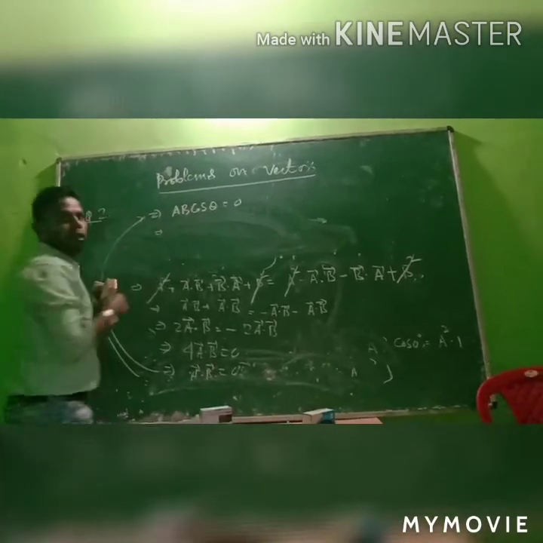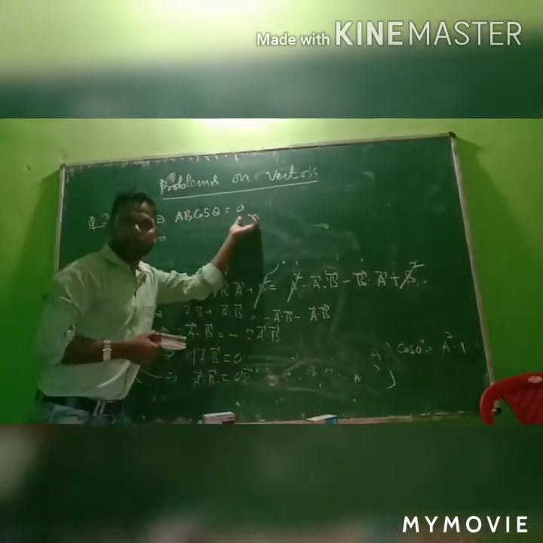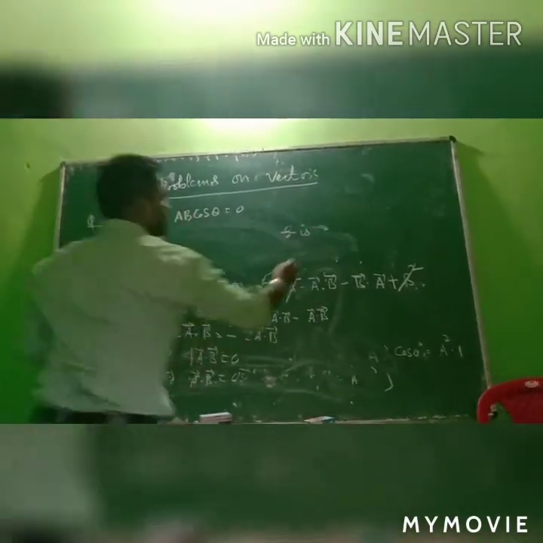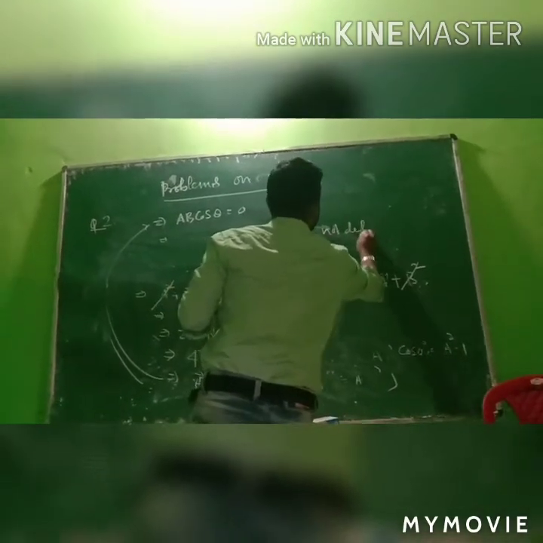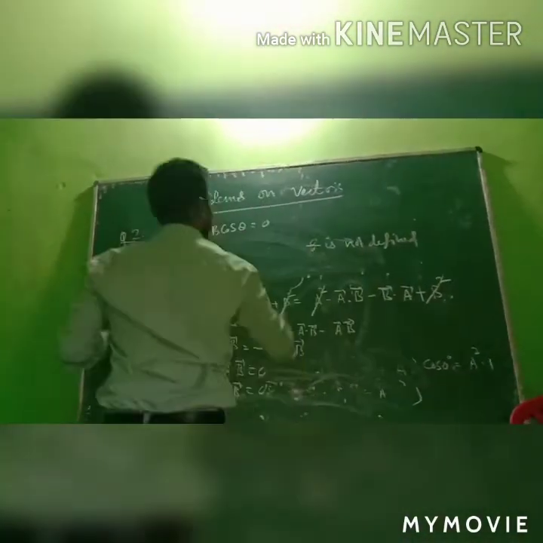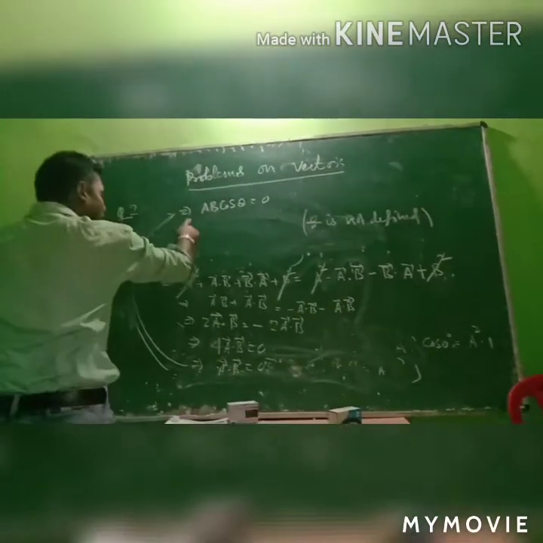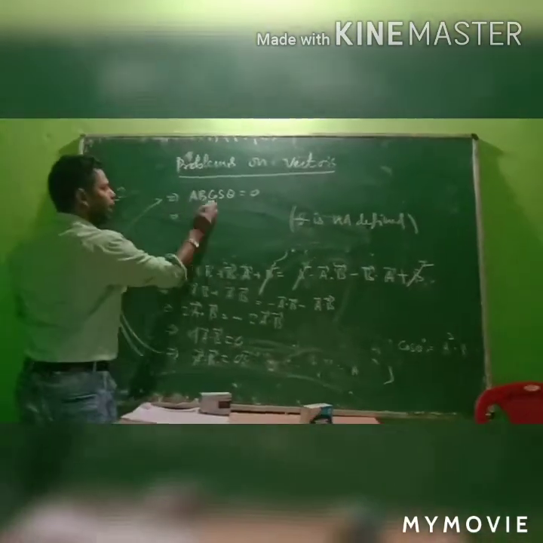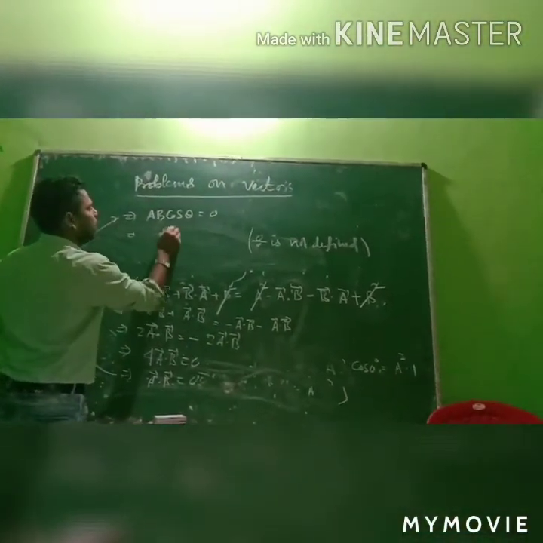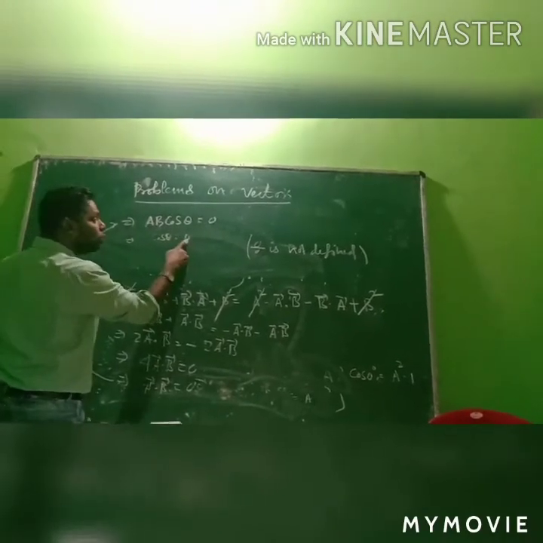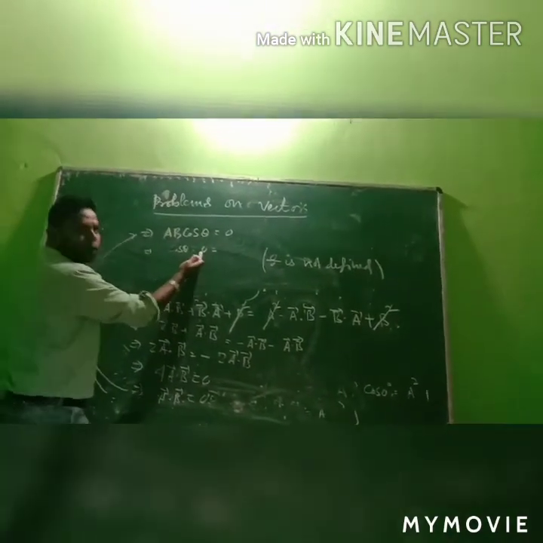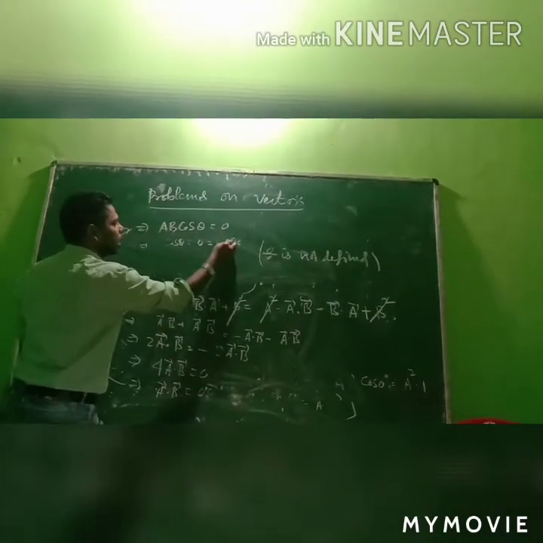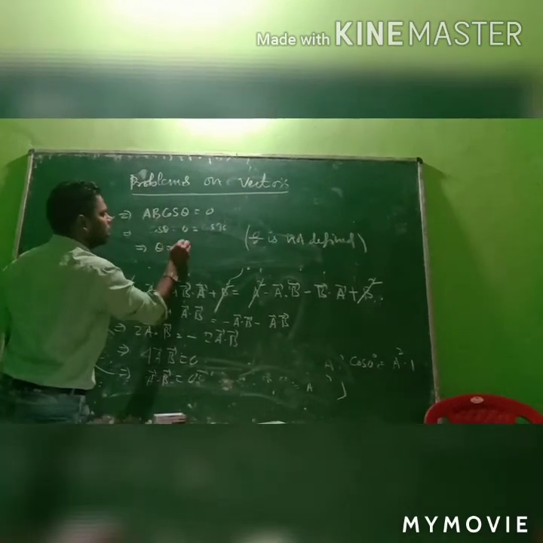Otherwise, you cannot define the right hand side by dividing by A and B, because 0 by 0 is not defined. So you have to consider A and B both to be non-zero. So on dividing by A and B on the right side, we get cos theta equal to 0. So you know what is the value of 0 in terms of cos? That is cos 90 degree. The cos gets cancelled. We have finally theta equal to 90 degree.